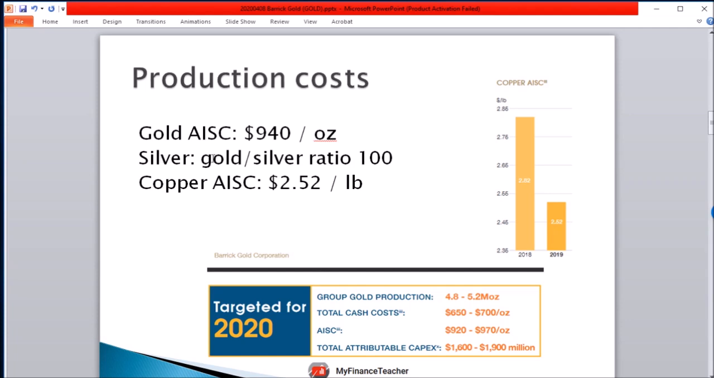In either case, the value of silver reserves is very small compared to the total value of gold reserves that the company has. So whichever way we take into account the value of silver reserves is not going to change our model's valuation that much. And last year's all-in sustaining costs of producing copper were $2.52 per pound. Unfortunately, right now, as I mentioned, the market price of copper is below that price.